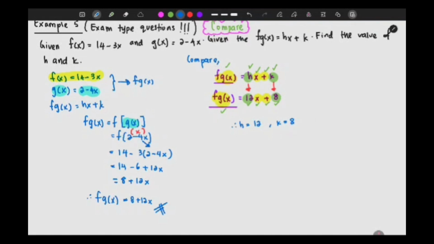So if you get it, let's move on to the next question. 1, 2, 3, go. Example 6.